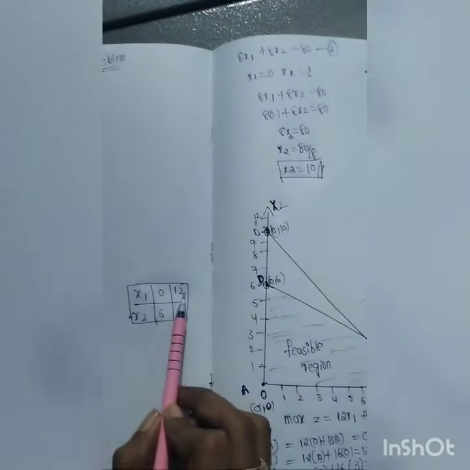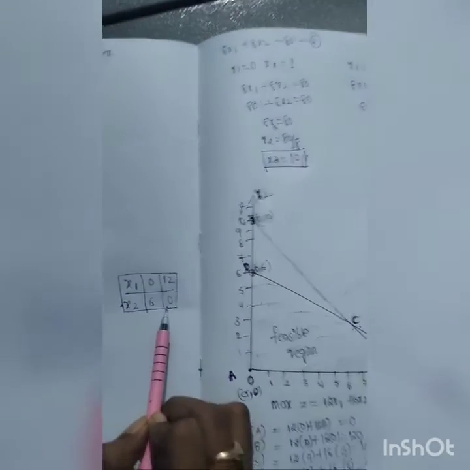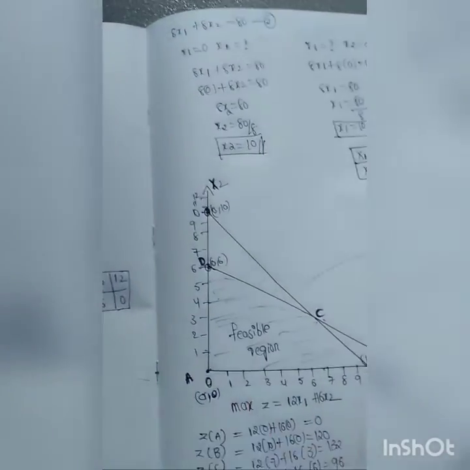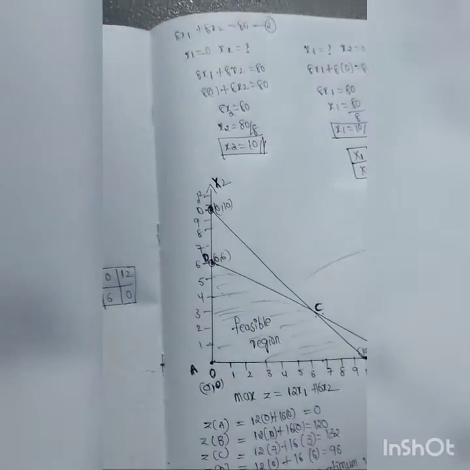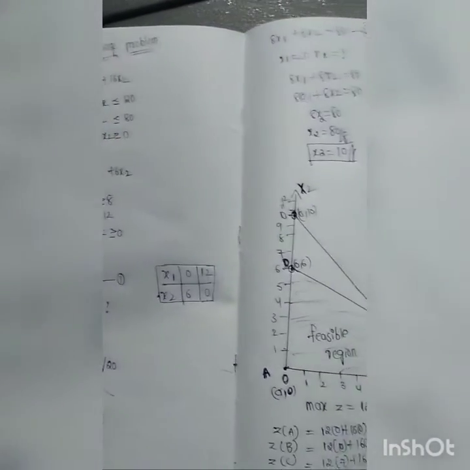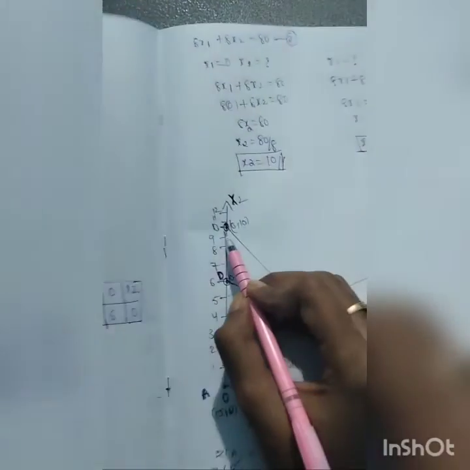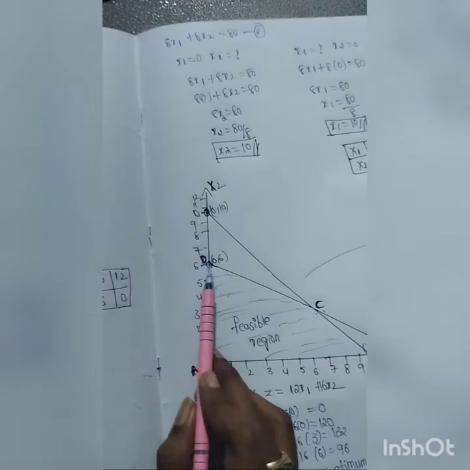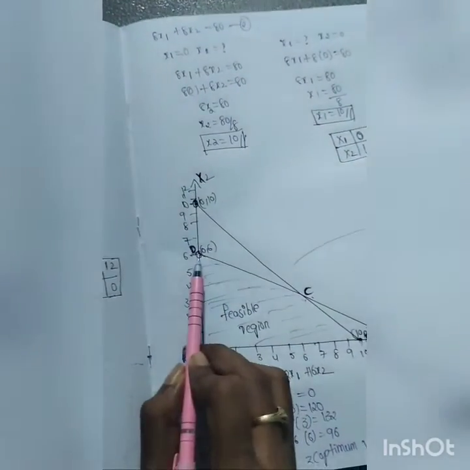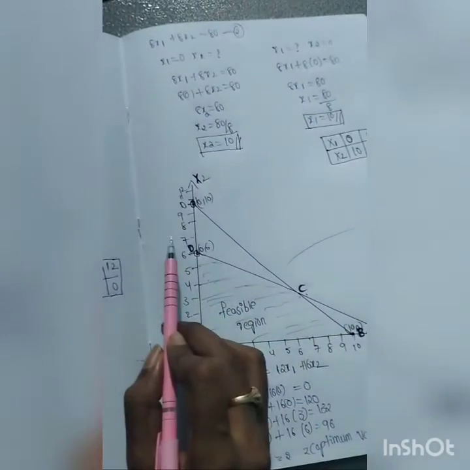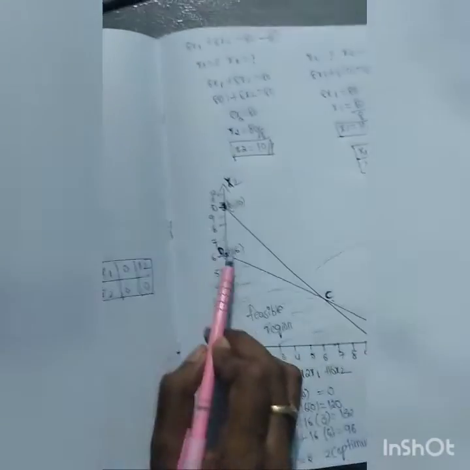Next, x1 equals 12 and x2 equals 0. So now put the dot, x1 equals 12 and x2 equals 0. Draw the line through the points 0 comma 6 and 0 comma 12.